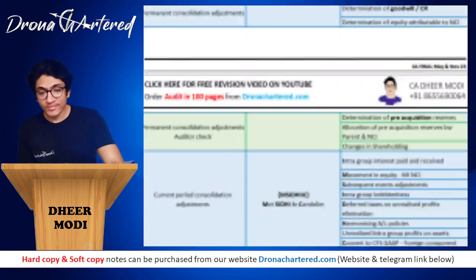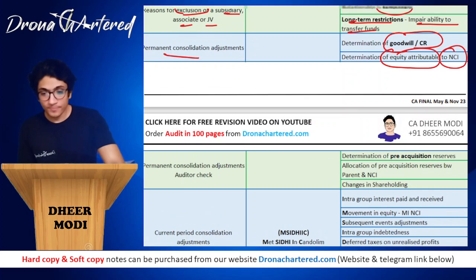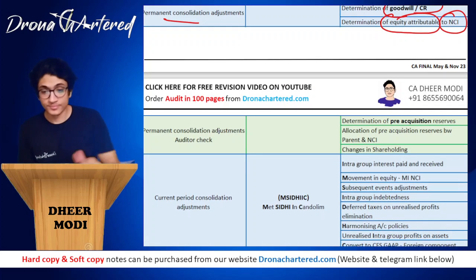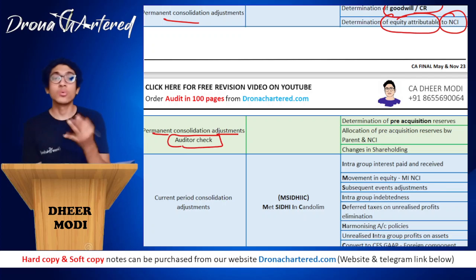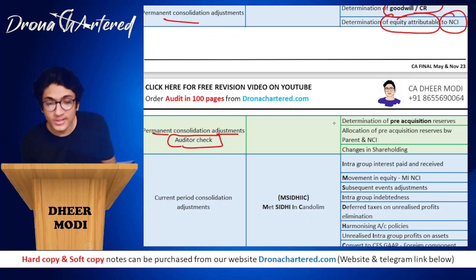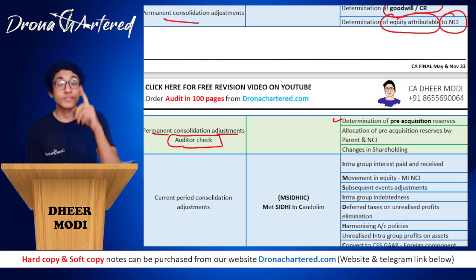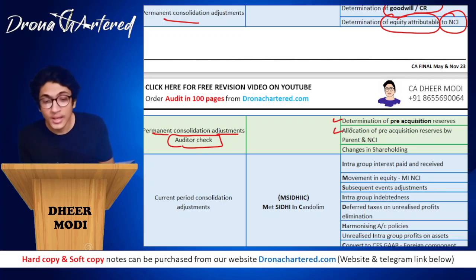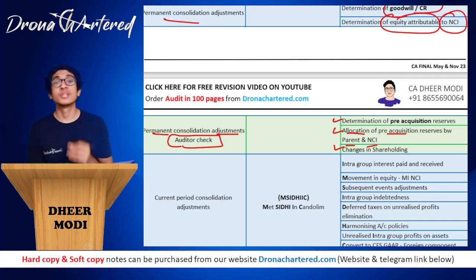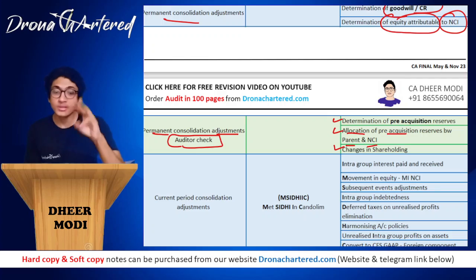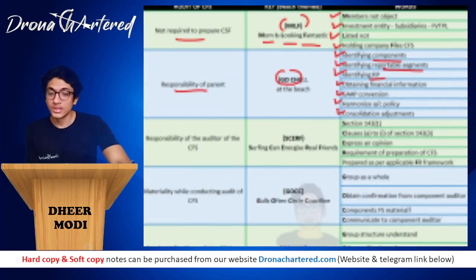Okay, so let's check if I made a key for this part also. So permanent consolidation adjustments, the auditor has to check. What does the auditor have to check? First is determination of pre-acquisition reserve, whether they have been calculated correctly. Second is your allocation of pre-acquisition reserves between your parent and NCI. And third is any changes in shareholding, either acquisition or disposal. So these are the three things that the auditor has to check.